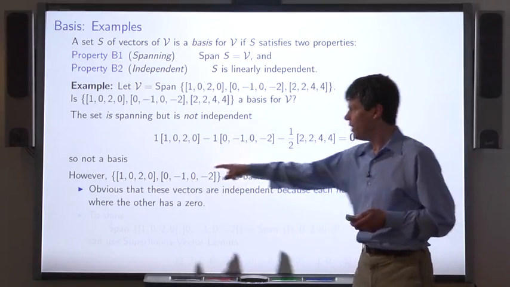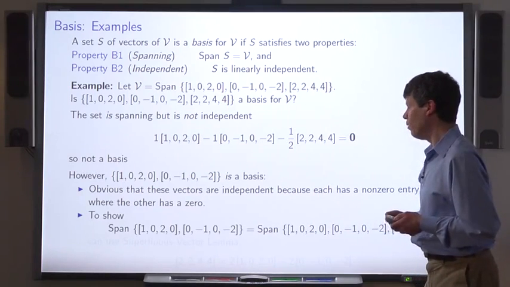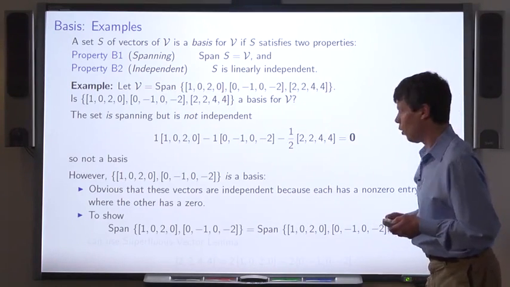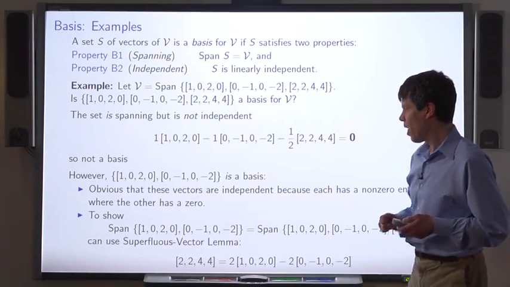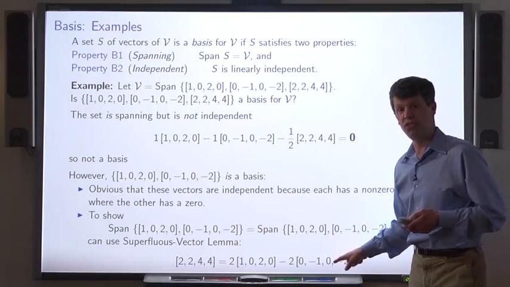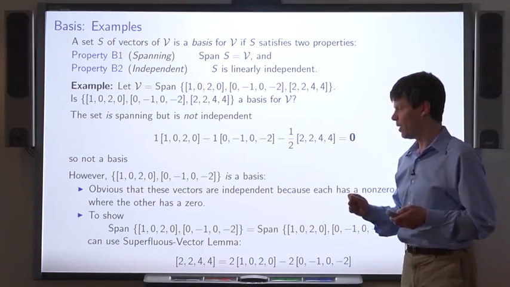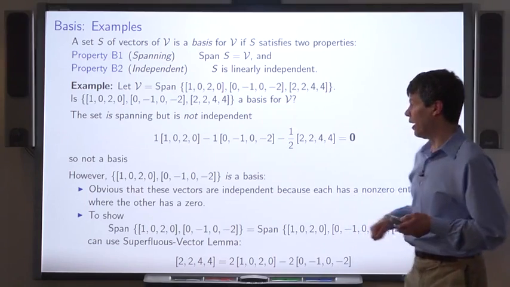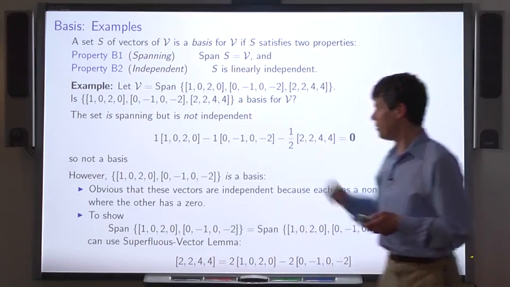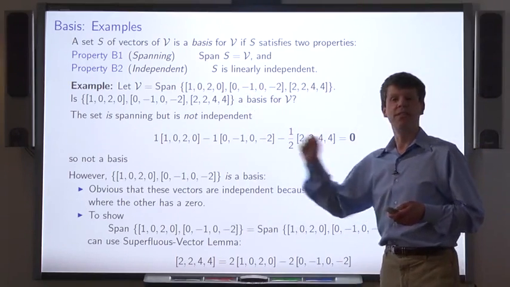How do we show, though, that these two vectors are spanning? Well, we can write the third vector, the missing vector, as a linear combination of these two vectors. Therefore, by the superfluous vector lemma, the set spanned by the three vectors equals the set spanned by the three vectors minus the third vector.